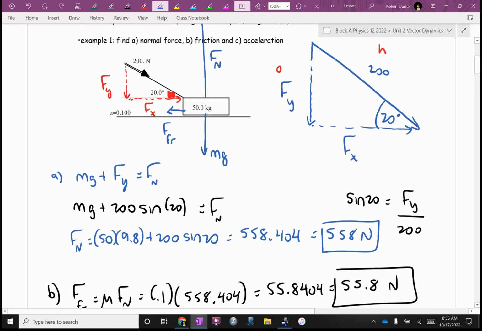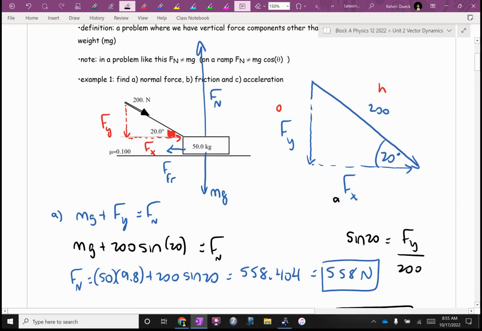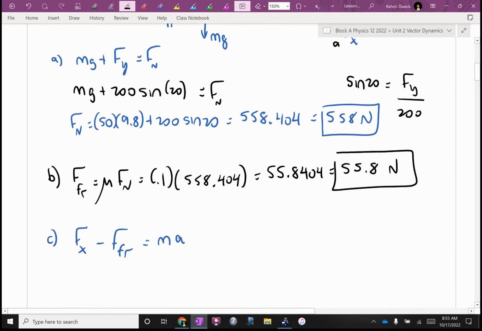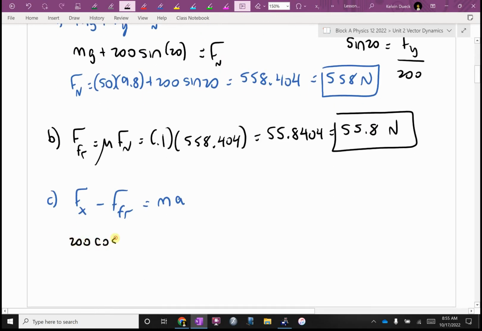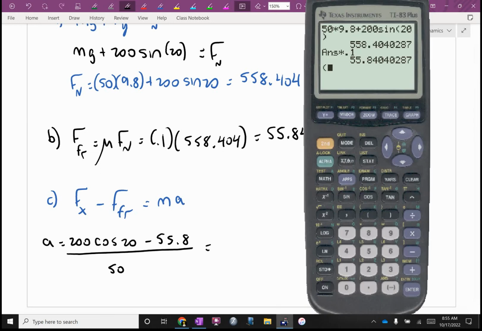I don't know Fx. Or, well, this is adjacent over hypotenuse. Can you figure out which trig function is going to be Fx? Of course you can. Yeah, it's going to be cosine, isn't it? So we can go 200 cos 20 minus friction, which is 55.8, but I'm going to use my answer button. Oh, how would I get the A by itself? So if you don't mind, I'm going to go A equals, and I'll divide by M right here. M was 50. There we go. Bracket 200 cos 20 minus answer button divided by 50.